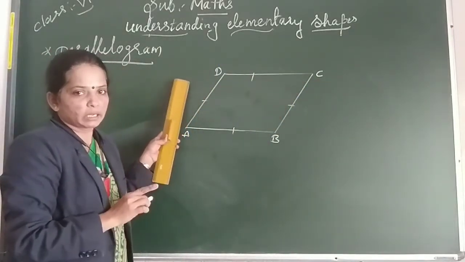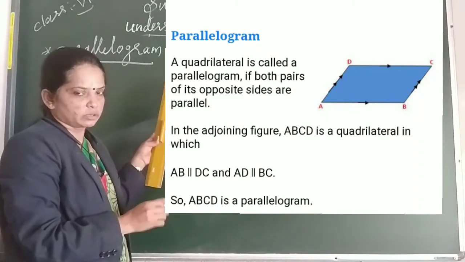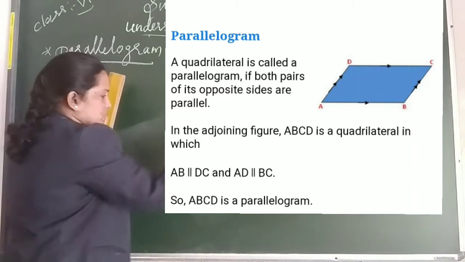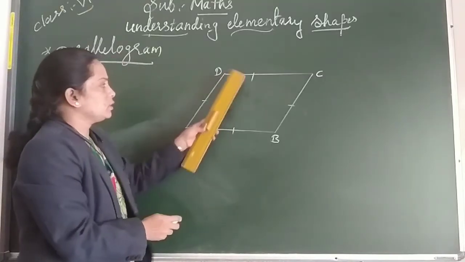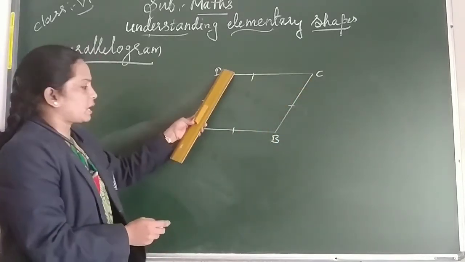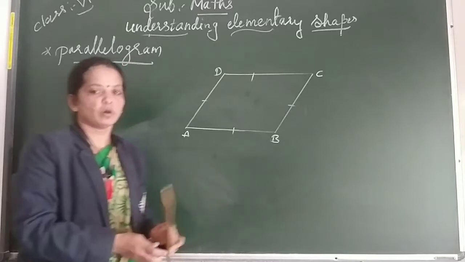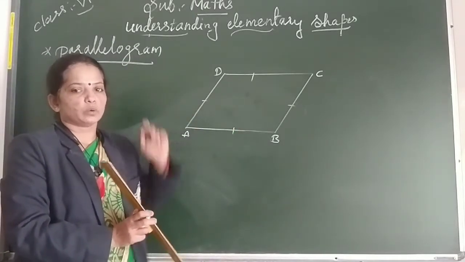What do you mean by parallel? Parallel lines in a plane do not meet each other. However far you extend them, they will not meet. So here AB is parallel to DC and AD is parallel to BC. A quadrilateral whose pairs of opposite sides are parallel is called a parallelogram.